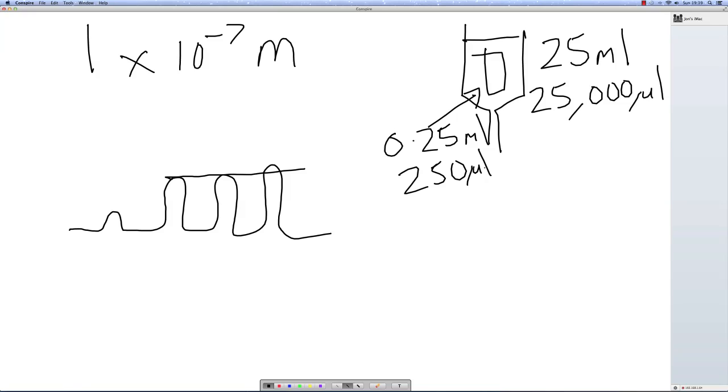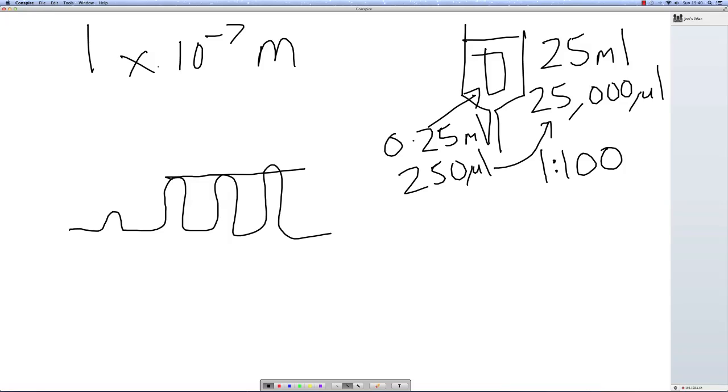So if we're adding 250 microliters to a 25 mil bath, 250 microliters into 25,000 microliters, what is the dilution factor? Take your time, think about it, come up with an answer. Okay, hopefully you've recognized that that is a 1 in 100 dilution. So when you add 250 microliters into a 25 mil bath, 25,000 microliters, that is a 1 in 100 dilution.